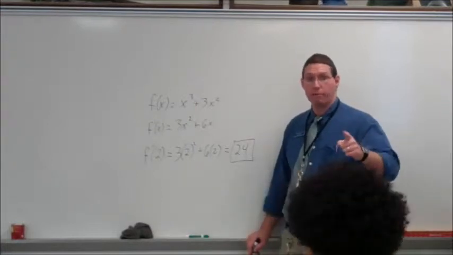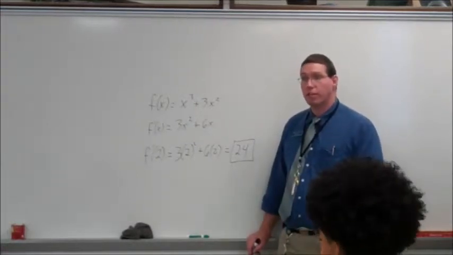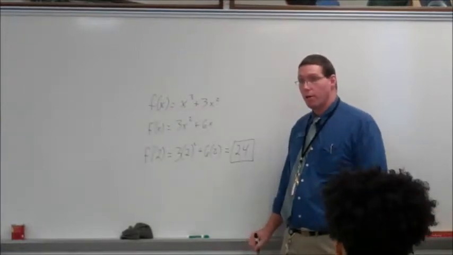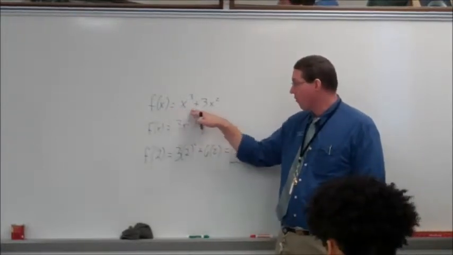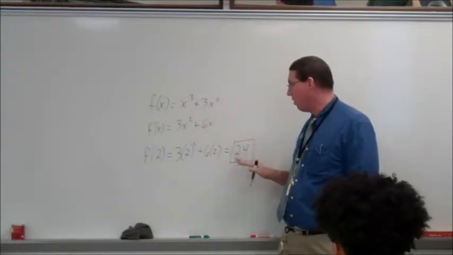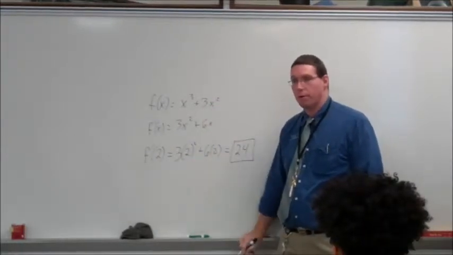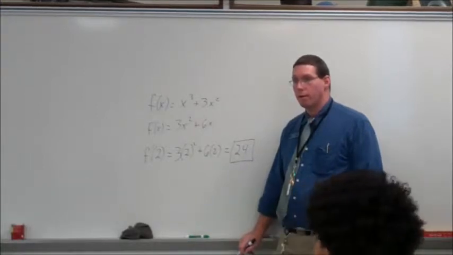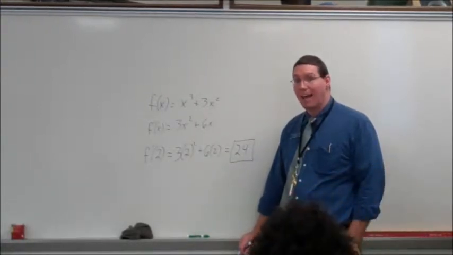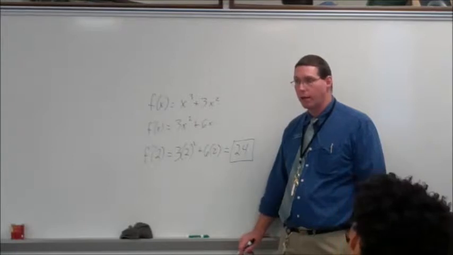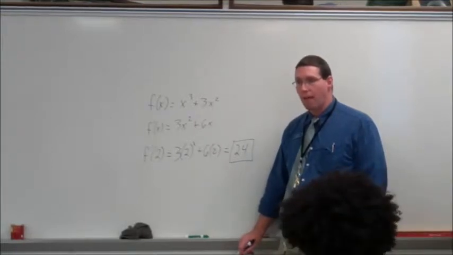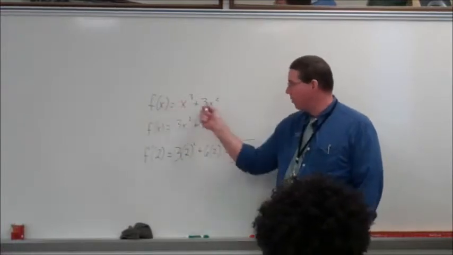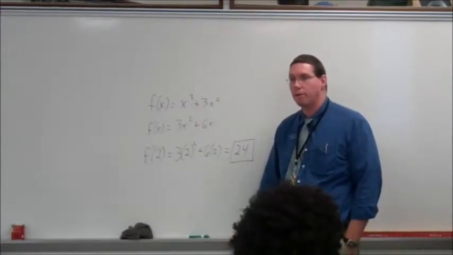Well, slope is rate of change. The rate of change in the original function, the rate of change in f of x. So this function has a slope of 24 at x equals 2. Okay? Is everybody making the connection? That is a very important connection in calculus, that the plug-in value into a derivative gives you the slope of the original function at that plug-in value.